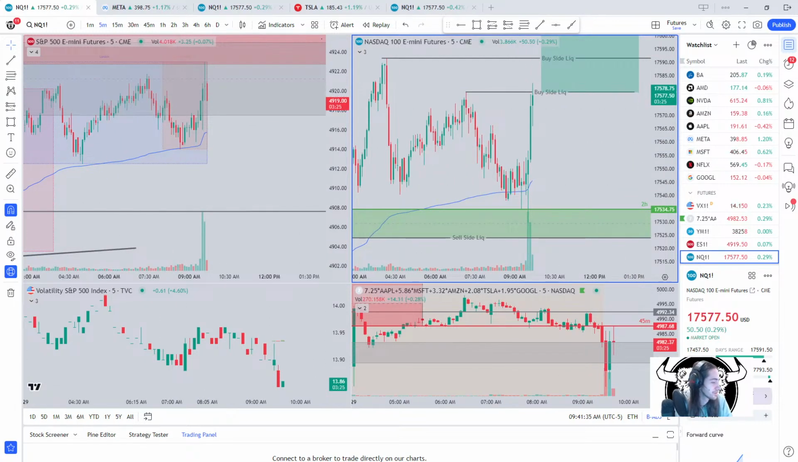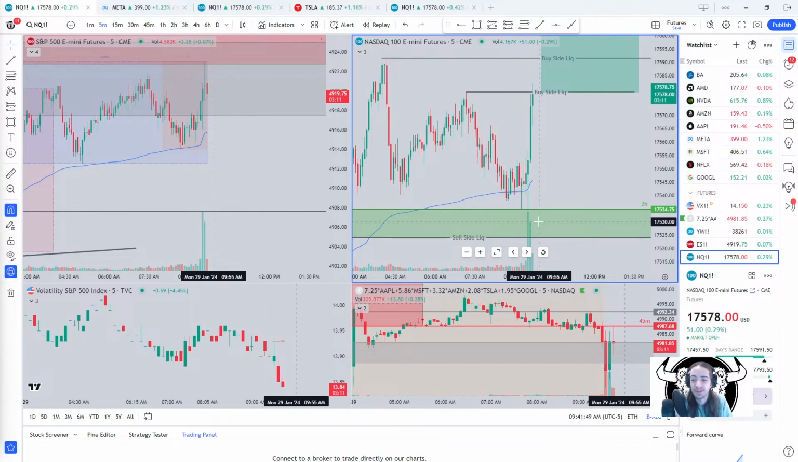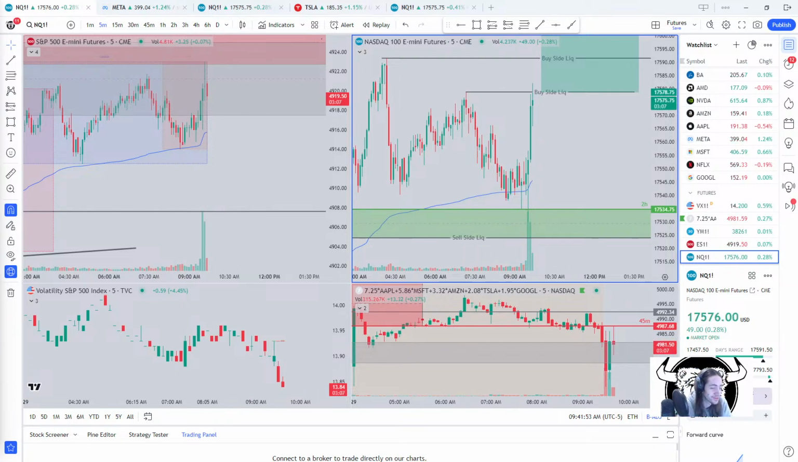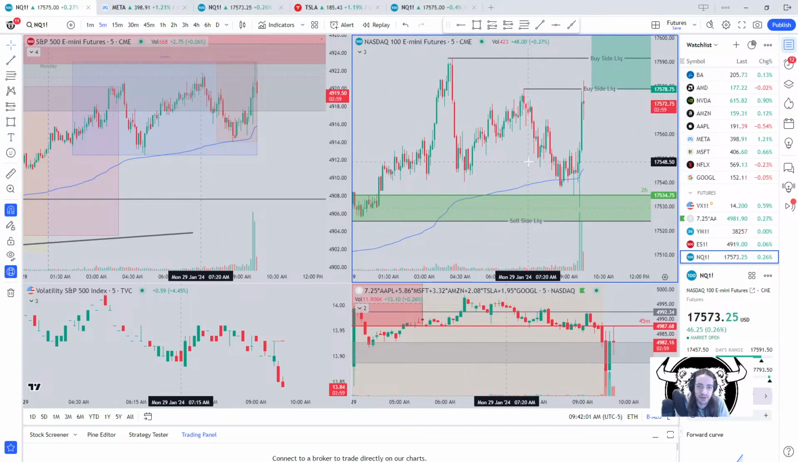My entry, I'm trying to look back. Orders. All right, 17,532. We were inside this demand zone right here. Practically the bottom was 530. We practically bottom ticked. That's crazy. Definitely going to be a good stream to go over today, guys. Absolutely.